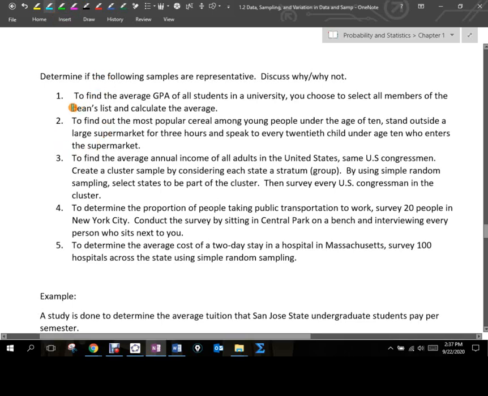On number one, it says to find the average GPA of all students in a university, you choose to select all members of the dean's list. There's two groups of people here. You got all students in a university, and you've got members of the dean's list. Which one of those is the population, and which one is the sample? Would you agree all is the population? Okay. And the people on the dean's list would be the sample.